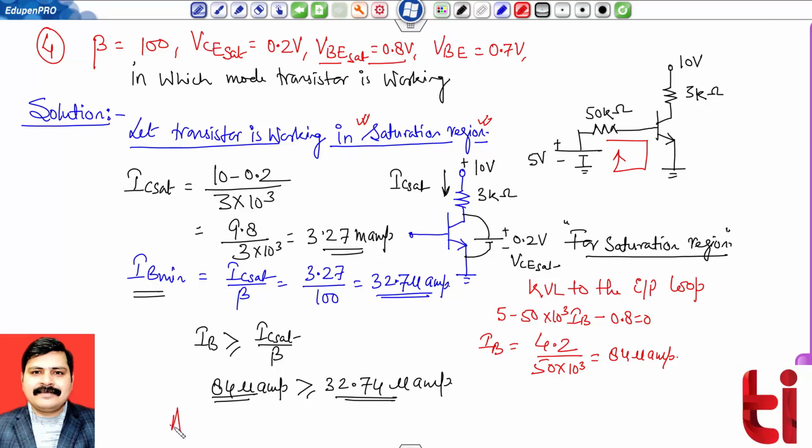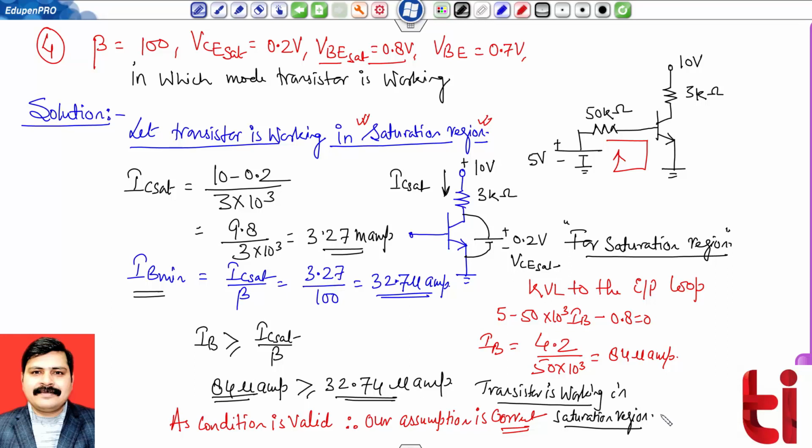As condition is valid, therefore our assumption is correct. This indicates that my transistor is working in saturation region.